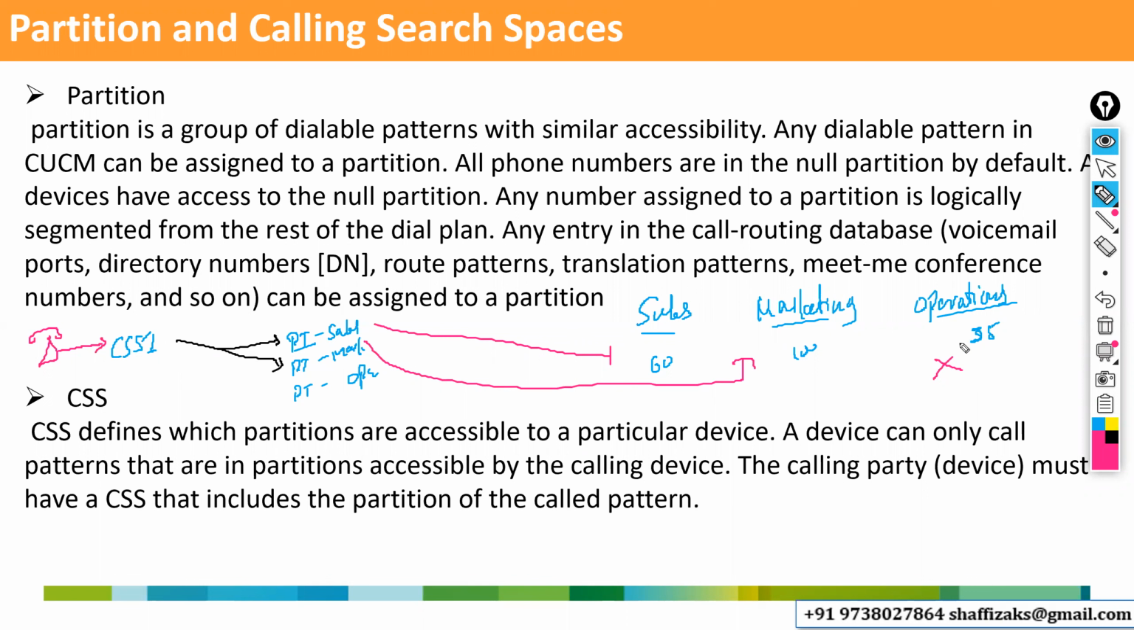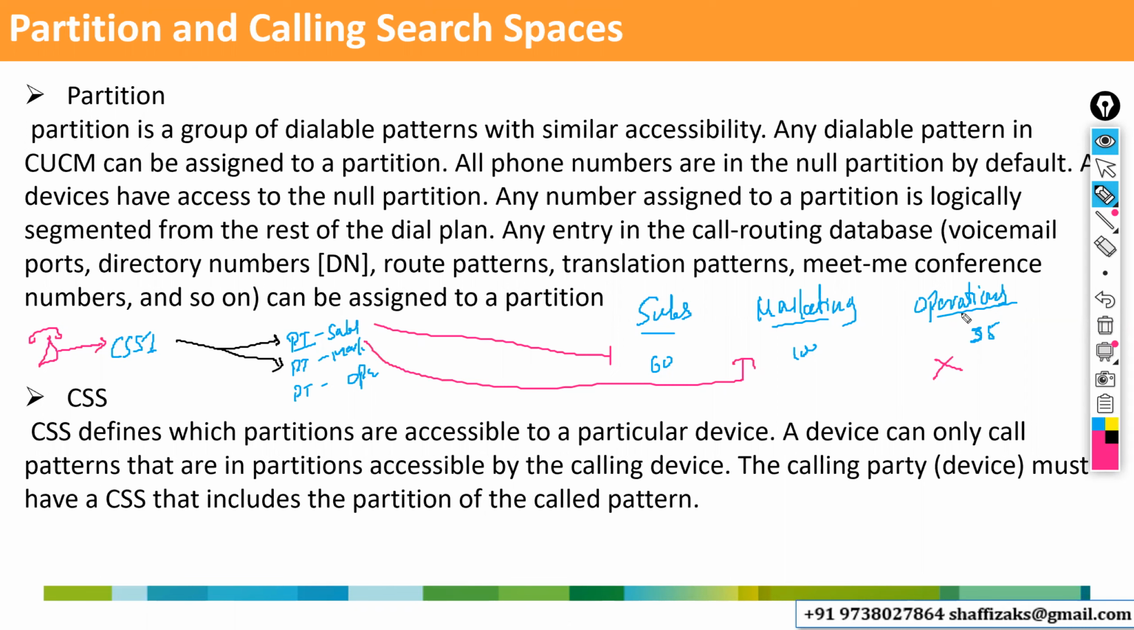Now you are giving permission to reach sales and marketing, not the operations. That is what privileges are. Privileges means permission. You are giving the permissions: which department, which type of number. This is an internal example I have given. Like for external, US and UK, you don't have permission to make a call.